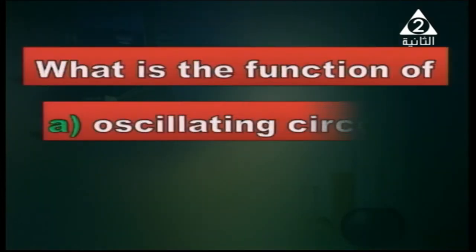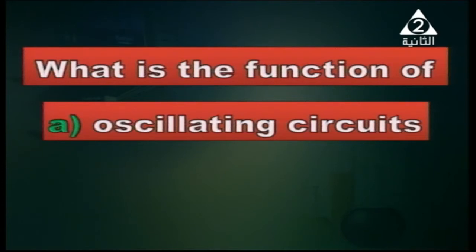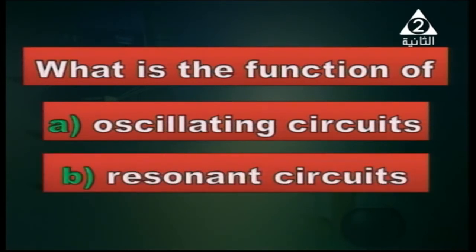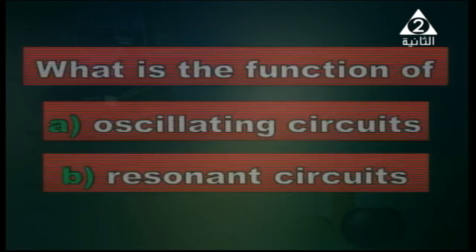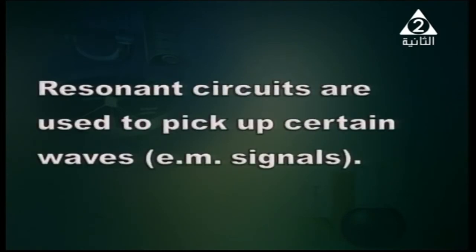Another different type of questions. What is the function of oscillating circuits and resonant circuits? Let's start with oscillating circuits. Oscillating circuits are used to transmit electromagnetic signals. Resonant circuits are used to pick up certain waves, used to pick up electromagnetic signals.